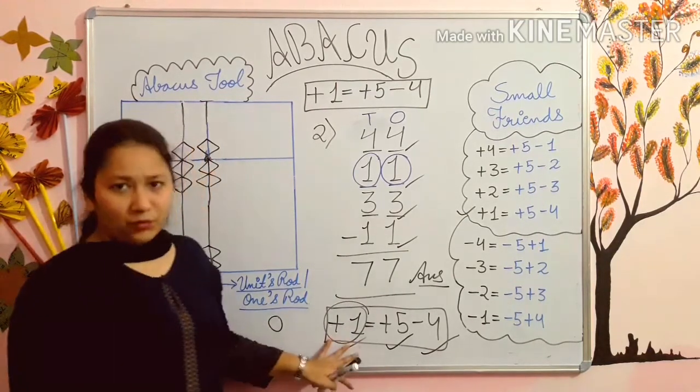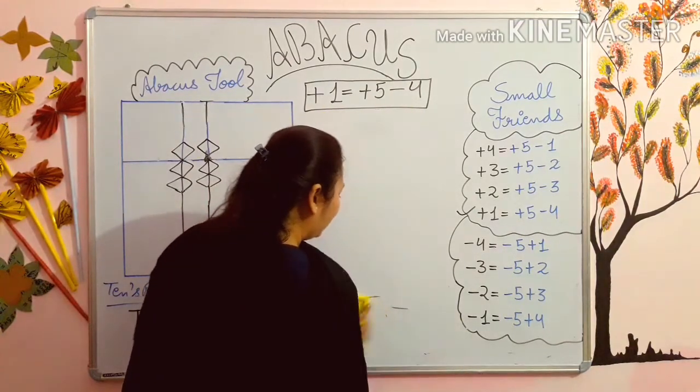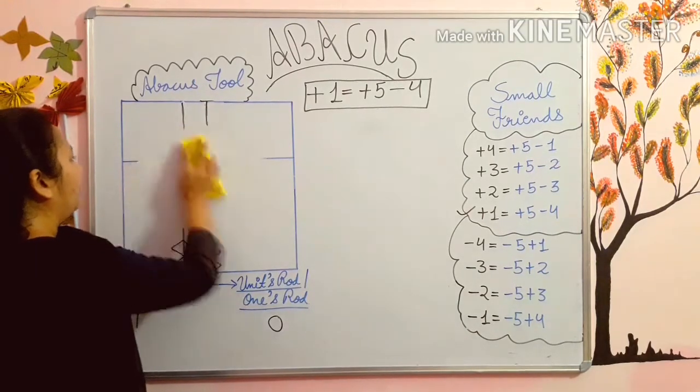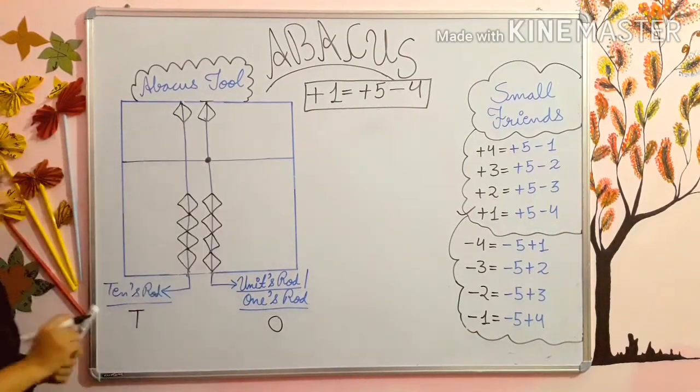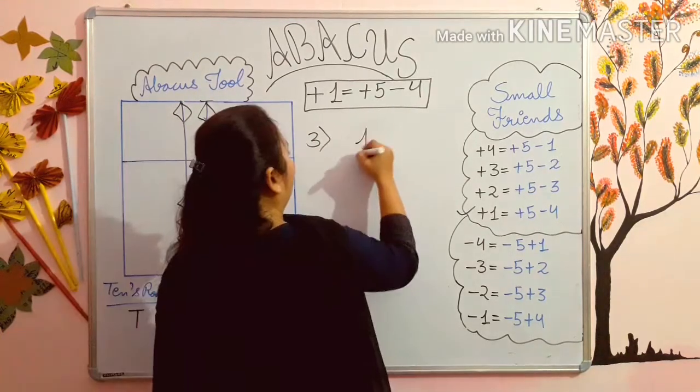So now we will move to our next sum. I hope, students, you get this. Set your abacus, upper beads up, lower beads down. Now your third sum and your last sum.